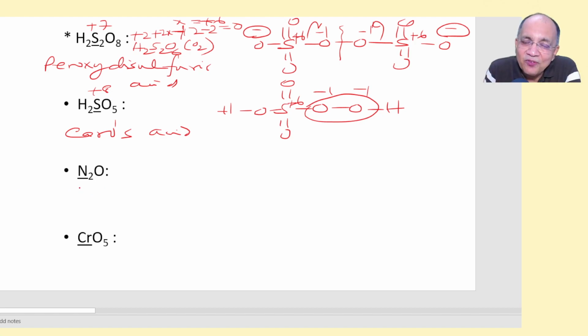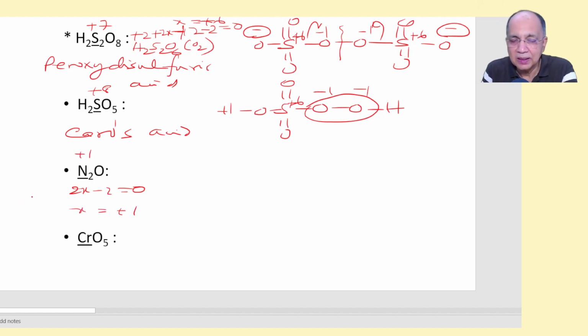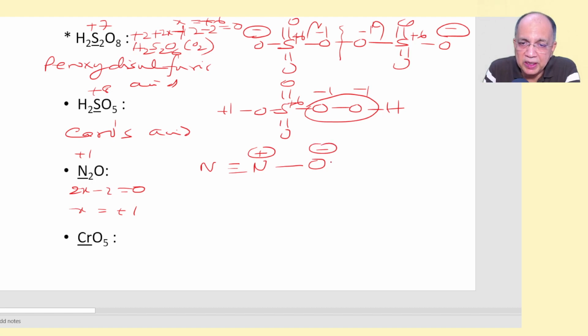If we go by the X method, you will be getting 2x minus 2 is equal to 0. So x is equal to plus 1. And actually there is now no oxygen having plus 1. If you draw the structure of N2O, later you will know that. So here is a dative bond, a coordinate bond, where there is a plus charge here and a minus charge here.